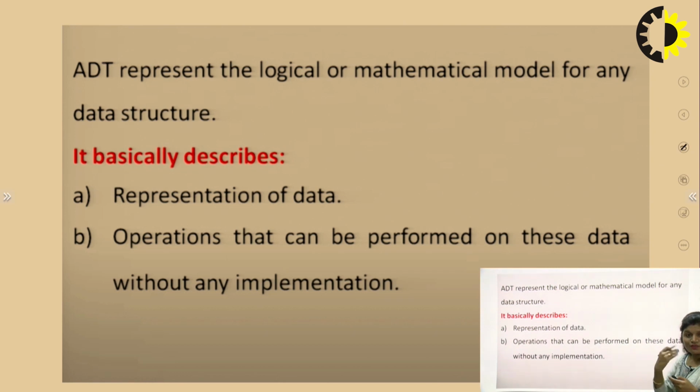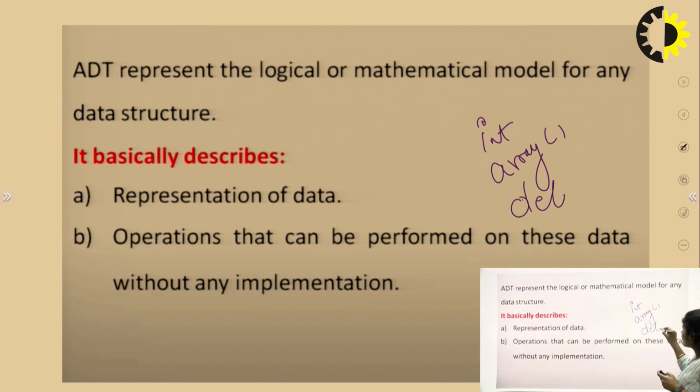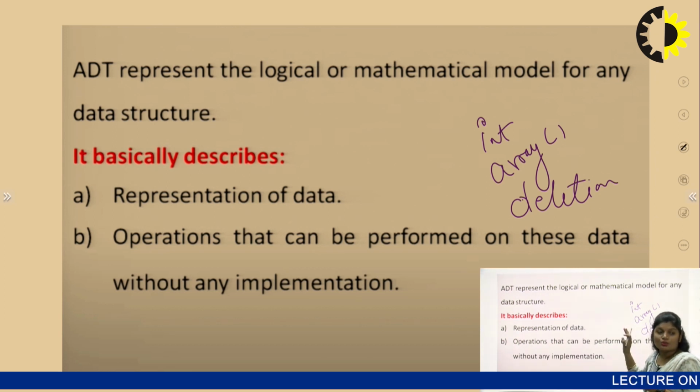Now we move on to our technical term. What is an abstract data type? An abstract data type is a representation of the logical or mathematical model for any data structure. It basically describes the representation of data. How do you represent data? You represent data as an integer, or you take an array. You perform any operation like insertion, deletion. How it is performed, I will take one example of a data structure in the next slide. How it is implemented is not known.